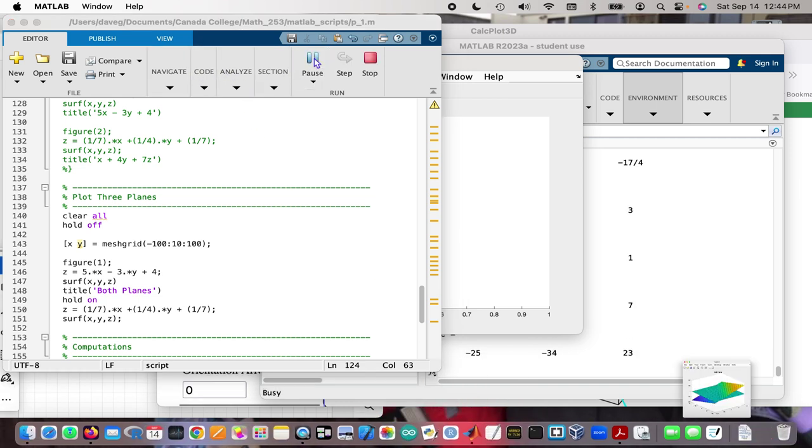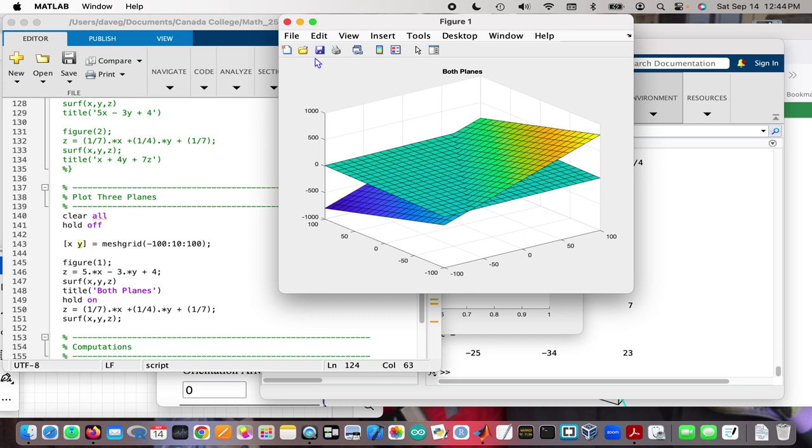Here's a graph of the planes in MATLAB. It's not as easy as CalcPlot, and from this picture, they sure don't look like they meet at right angles.